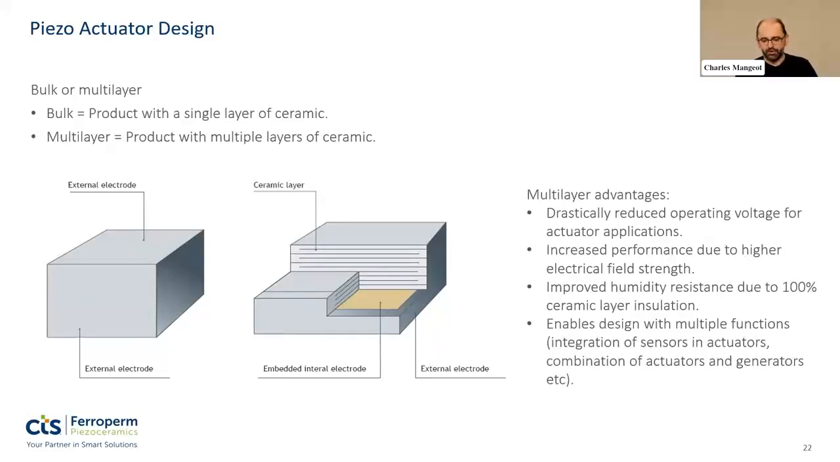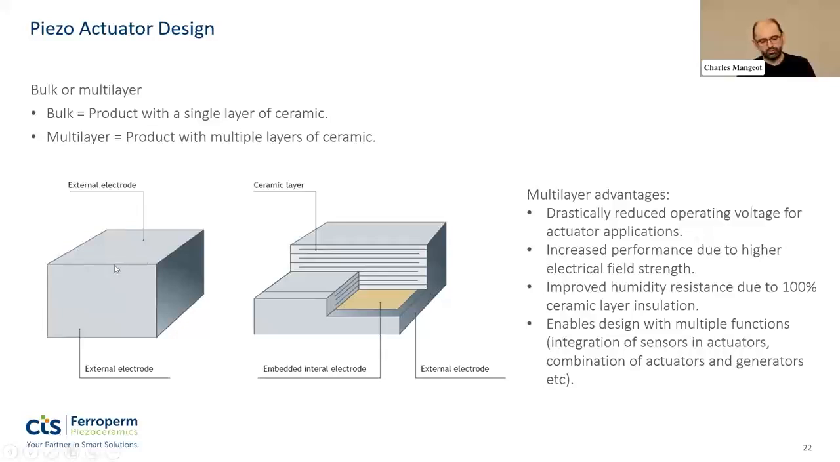Right, bulk or multi-layer, I just touched briefly on the topic. We have a ceramic material that we can process either through a bulk process, where we just press powder to make a single solid, or a tape cast method, where we make thin layers of tape that we alternate with electrodes.